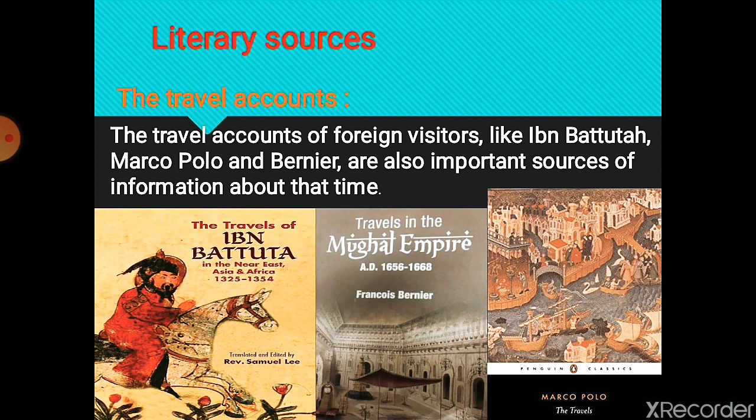So during that time many travelers and foreign visitors came to our country India, like Ibn Battuta, Marco Polo, Bernier, and they collected a lot of information from different parts of our country India, and they developed their travel accounts. And whatever information we are getting from those travel accounts is also helping us to know about our past, and that is also one of the most important sources of information about the medieval period.